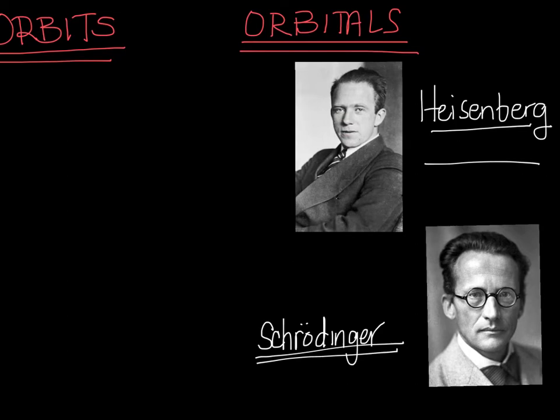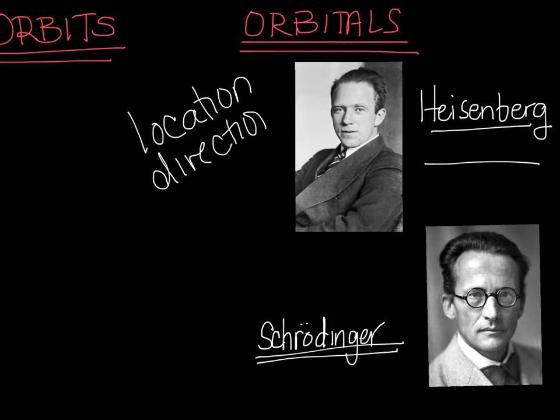Alright, so what we discovered was that orbits really didn't work. It didn't explain the behavior of electrons. And so two different scientists really governed what we would today believe the quantum mechanical model of where we find electrons. So one was Heisenberg, and Heisenberg came up with what's called the Heisenberg uncertainty principle. And the Heisenberg uncertainty principle basically says that it is not possible to know the location and the direction of an electron at the same time. That if you simply try to measure one, you actually will cause the other to change.